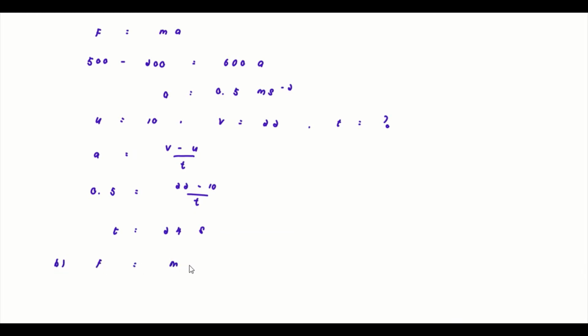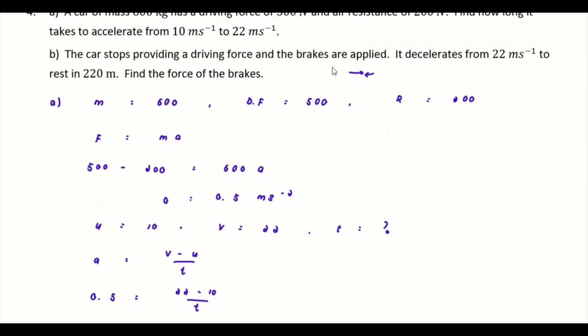So what do you think is the force that exerts in this place? The question says that the car stops providing a driving force, which means you do not have the 500 Newton anymore, but the air resistance remains there, right? Then you have the car brake. Now my question is, this is the driving force, then this is the brake, right? Sorry, this is the air resistance.